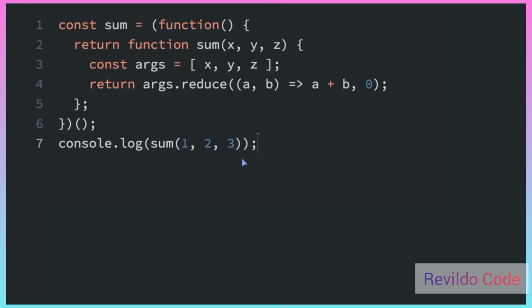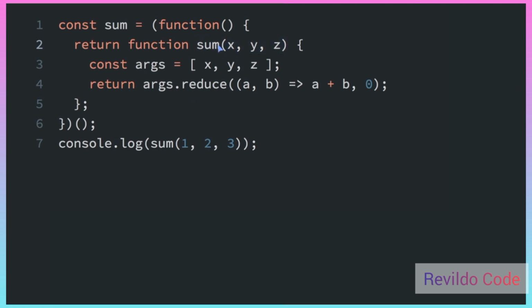The rest operator allows you to create a function that takes a variable number of arguments. The rest operator is 3 dots. So we have this function here, and it's taking 3 arguments, x, y, and z, and it's summing them.